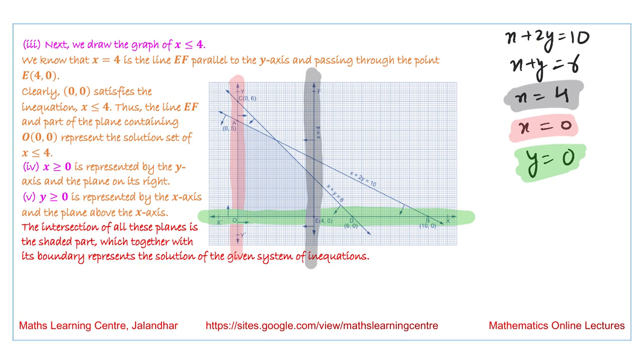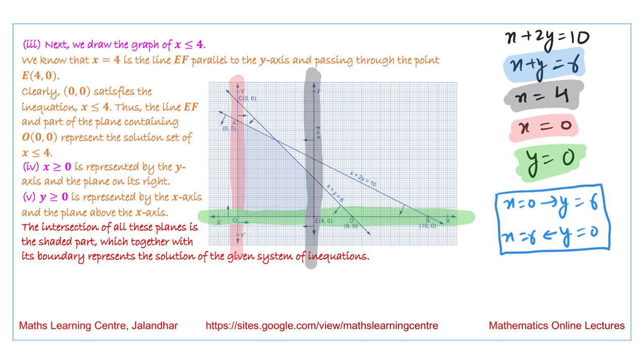Next we are plotting the line corresponding to x plus y is equal to 6. When x is equal to 0, the value of y is 6, and when y is equal to 0, the value of x is 6. So we have 2 points over here. One is the point 6, 0, and the second point is 0, 6, and this is the line we have over here.